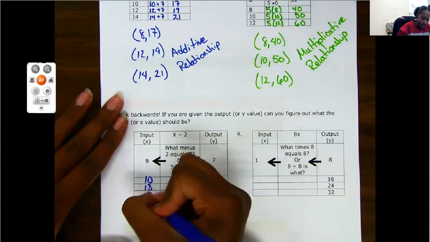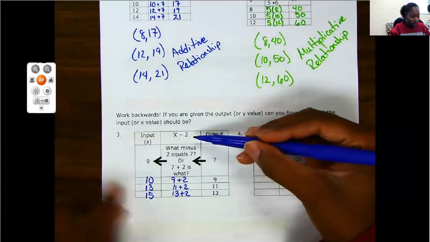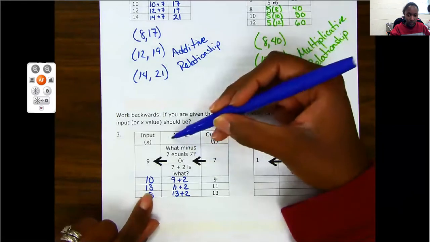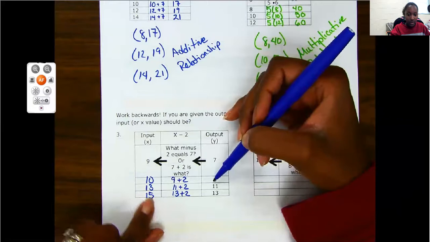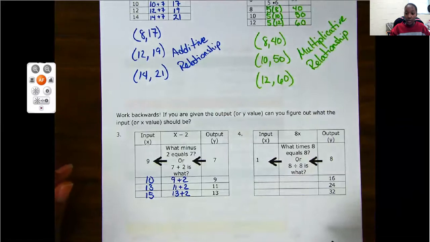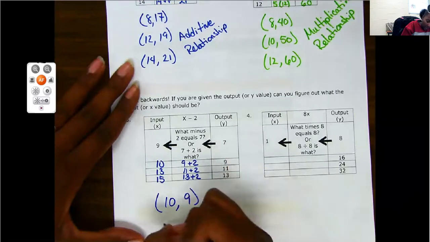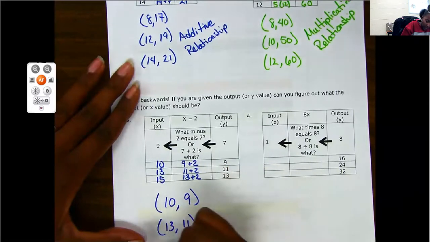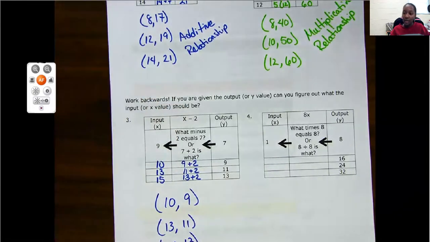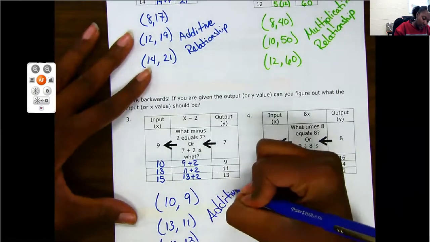Okay, now, of course, we need to check this. Let's go to the original equation and plug in. 10 minus 2 is 8. 13 minus 2 is 11. And then 15 minus 2 is 13. So our plug and chug was correct, okay? Now we're going to put our ordered pairs, 10, 9, 13, 11, 15, 13. And because we were using addition, we're going to put this as an additive relationship.